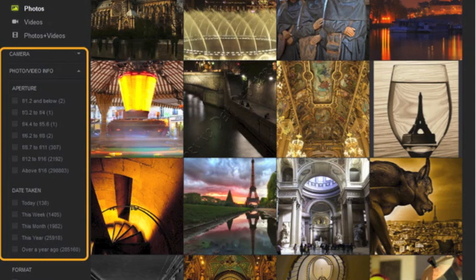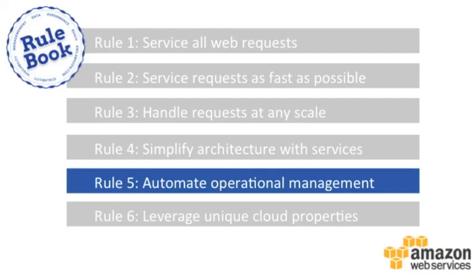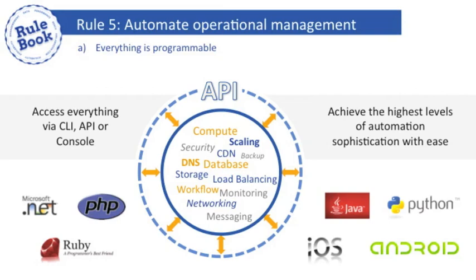Okay, so we've simplified our architecture. So rather than installing pieces of software and managing the availability, reliability and scale of those pieces of software, we've pushed common tasks into cloud services and consumed them on the same basis as we might consume an EC2 instance. The next rule for really powerful applications is where we start getting sophisticated around the operational management of the application. So automate operational management. And everything is programmable.